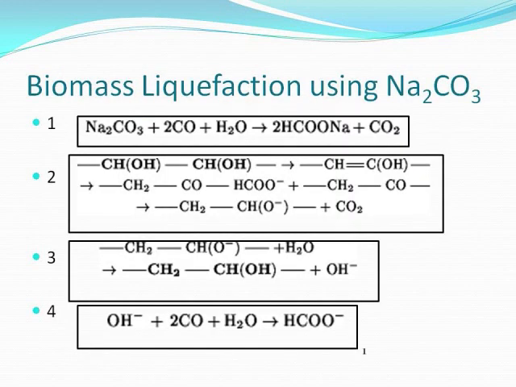Sodium carbonate helps dissolve cellulose by first reacting with carbon monoxide to start a chemical reaction pathway including 4 separate chemical reactions. Equations 2 and 3 show the decarboxylation of the biomass from an ester reacting with the formate ion HCOONa formed in equation 1. The formate ion is then regenerated in equation 4 and the reaction starts over.